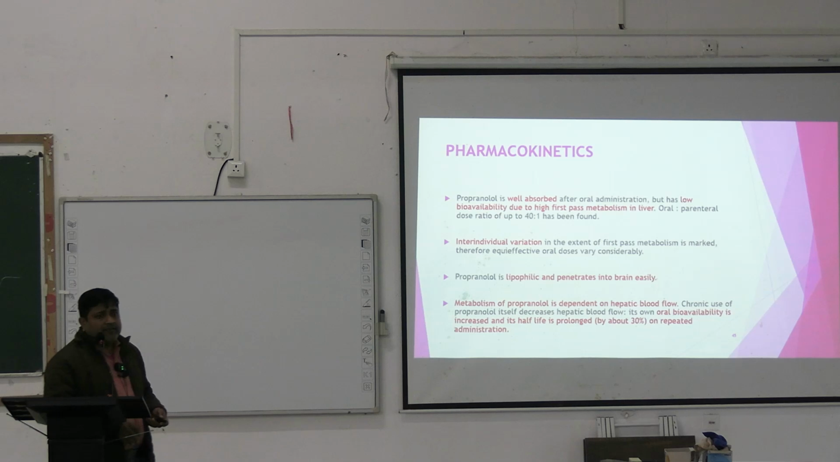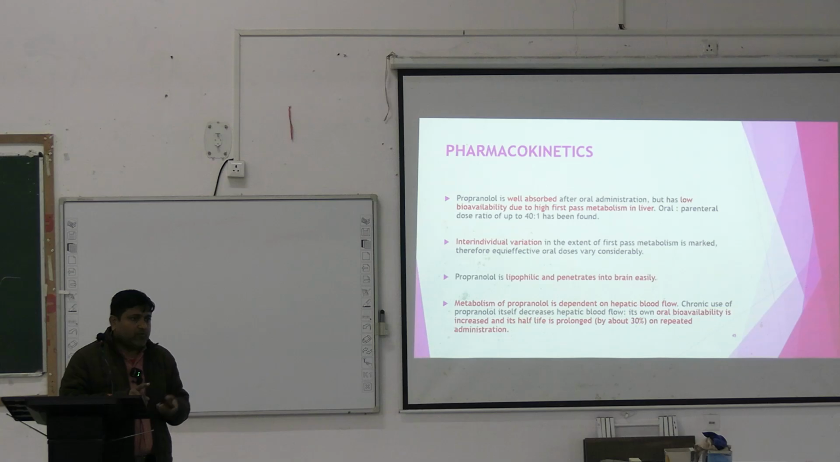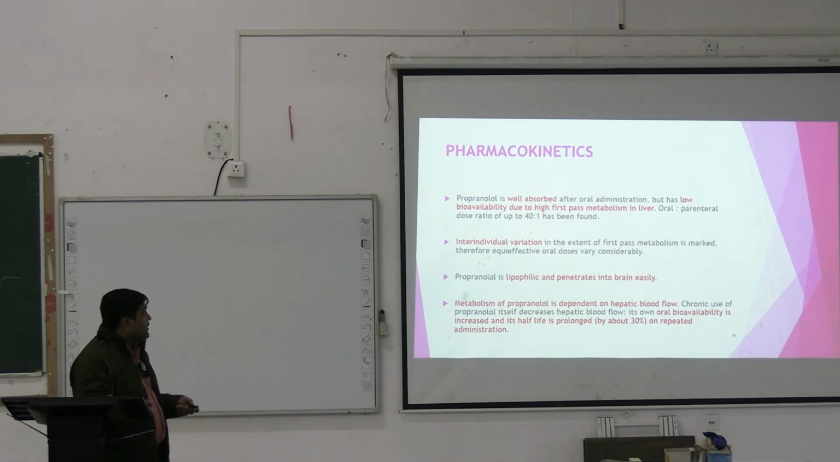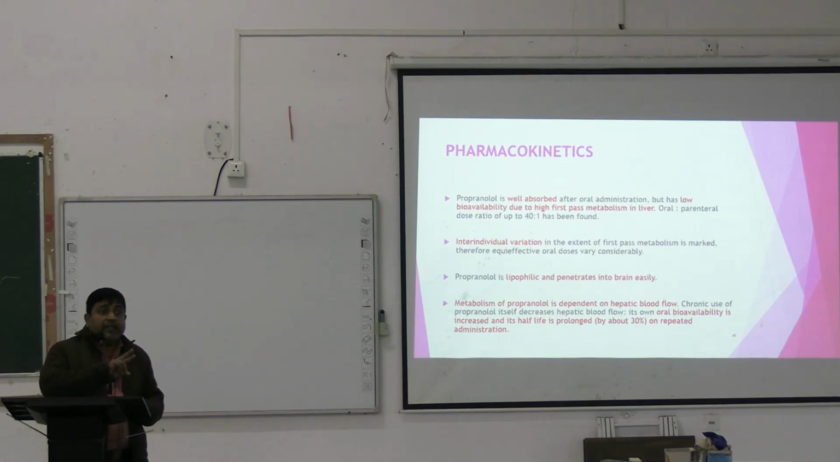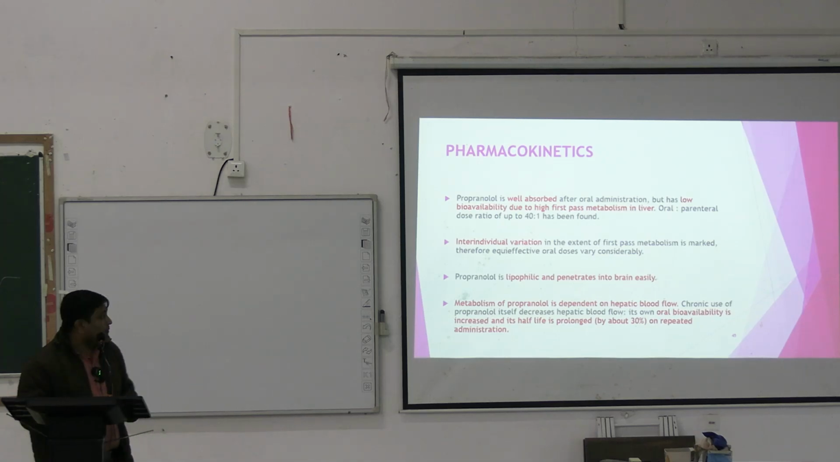Coming to pharmacokinetics, propranolol is well absorbed orally, but it has very high first pass metabolism. So, one drug having very high first pass metabolism is propranolol. Oral to parenteral dose ratio is up to 40:1. Also, there is inter-individual variation in first pass metabolism of the drug.